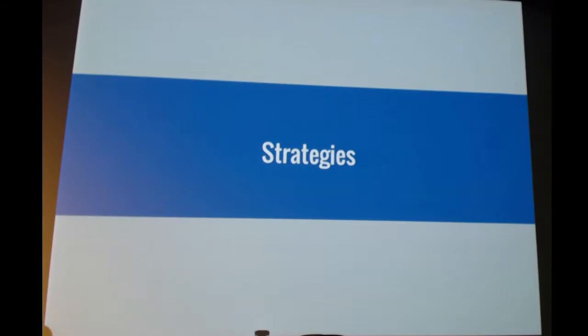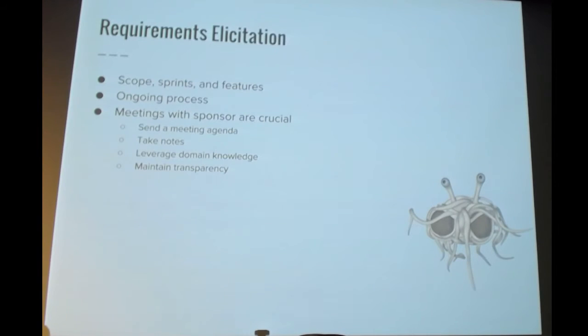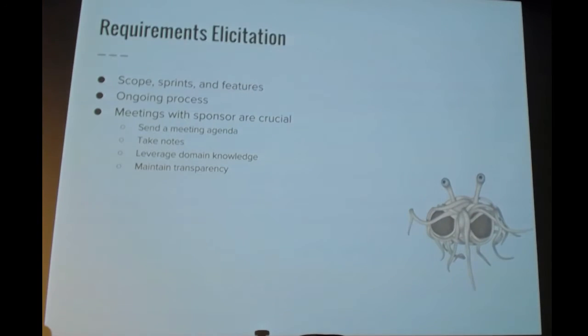So, strategies. What kind of decisions did we make to accomplish these goals in our scope? So first and foremost, requirements elicitation. This is huge. So what does this involve?